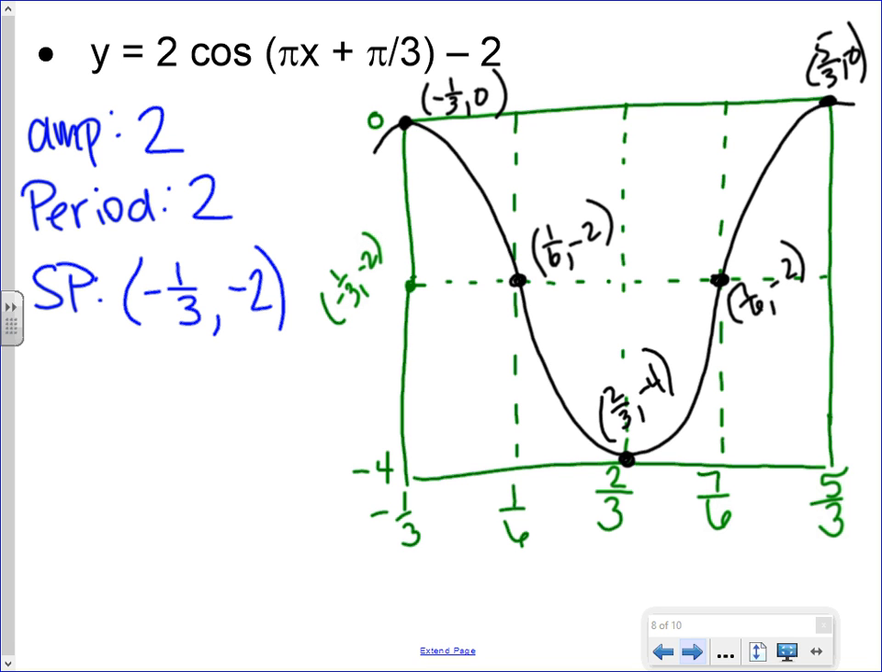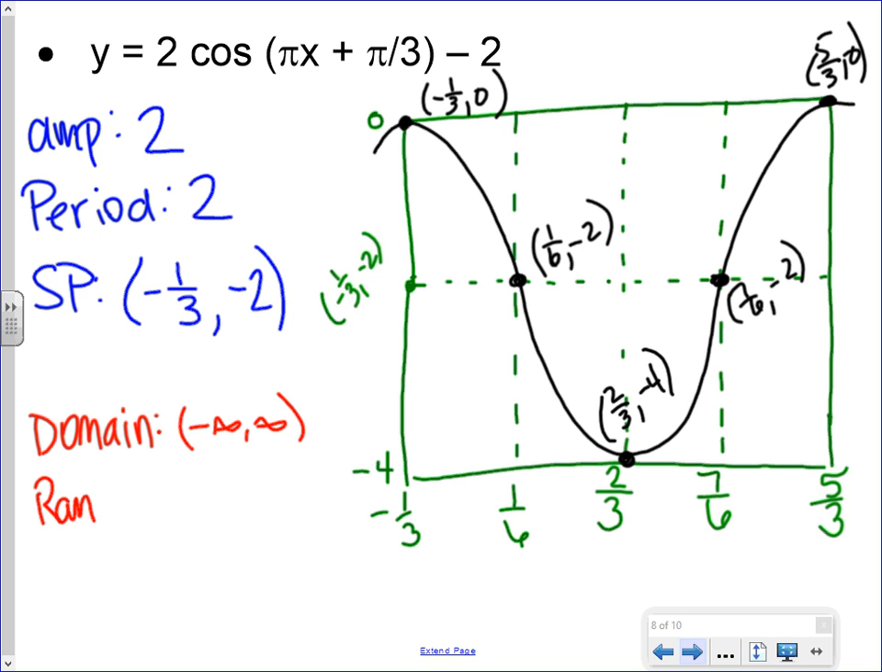Domain and range. We didn't talk about it in the first one. We're talking about it on this one. What is going to be the domain of any sine or cosine curve? All real numbers. Both curves extend on forever and ever and ever. Now we're only drawing a portion of it, but we know it keeps going in both directions. So you don't even have to think about it. All real numbers for sine and cosine all the time for domain.